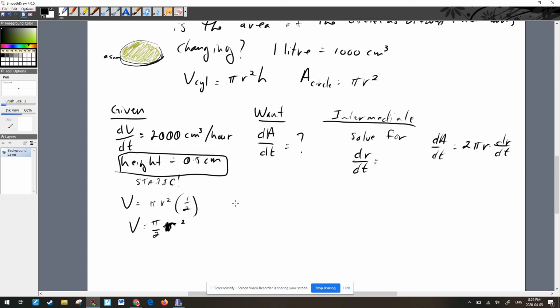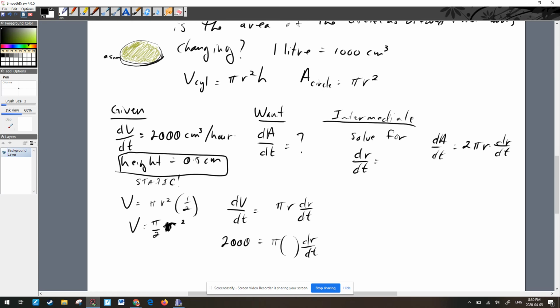So if I differentiate this, we know that dV by dt is going to be pi r dr by dt. And I know what dV by dt is. It was actually given to us. dV by dt is 2,000. So I can put in that 2,000 pi. I'm looking for dr by dt. I don't yet have r.